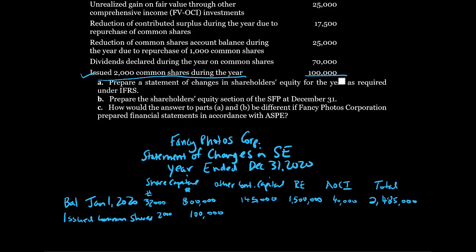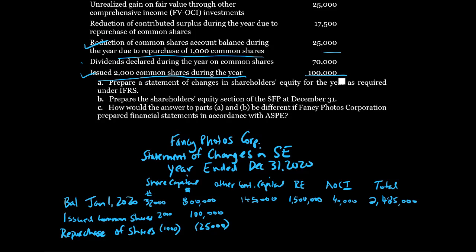So now we've got this one, and let's look at this one. Reduced common shares during the year due to the repurchase of 1,000 common shares. So now we're going to have the repurchase of shares. And now we are going to reduce this by 1,000. And we are going to reduce, we paid out 25,000. So we're going to reduce our share capital by 25,000. So now we got this one. Let's look at this one next.